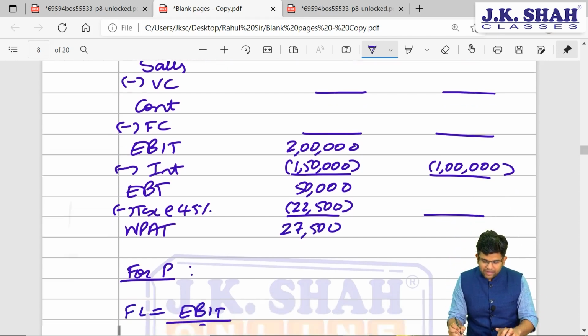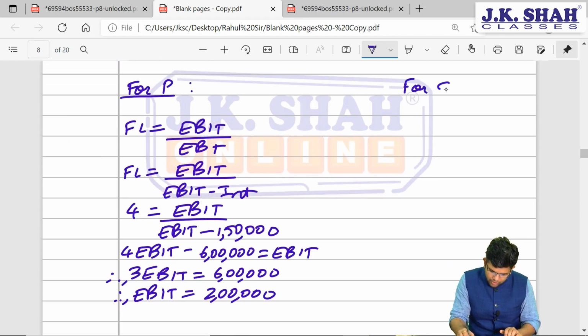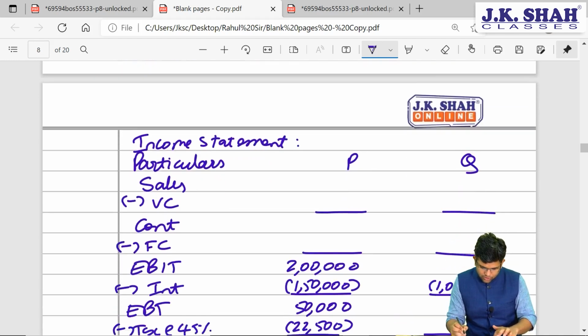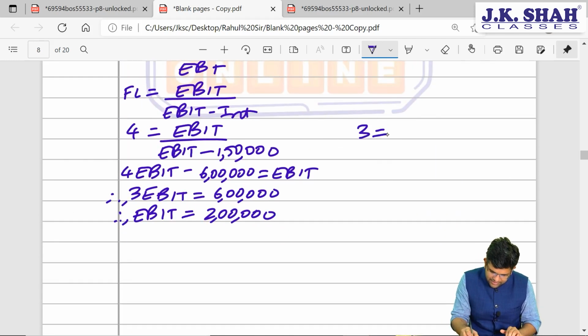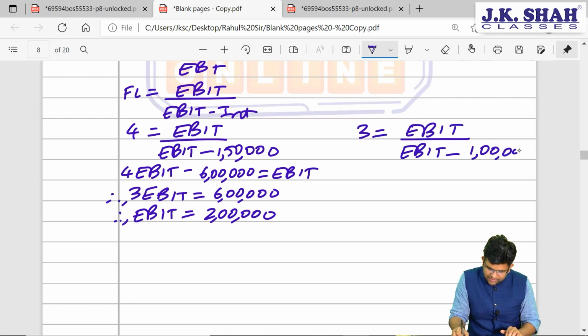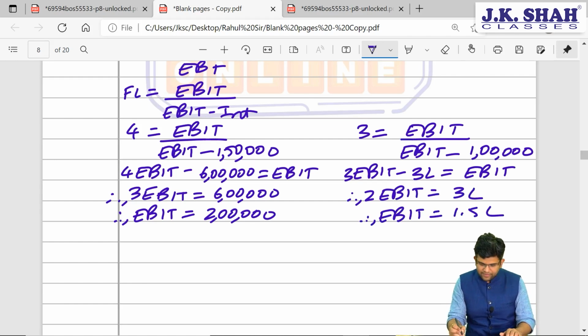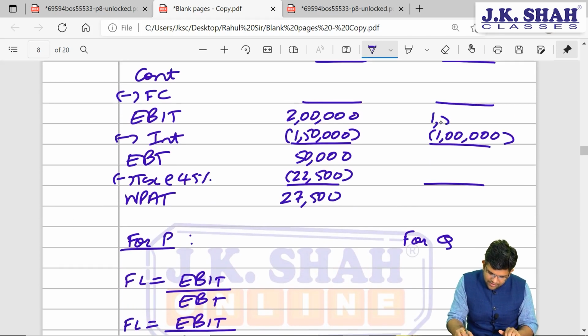Let's now replicate the calculation for Q. For Q, children, do you realize the FL for Q was 3 times? So I'll straight away start here that 3 is equal to EBIT upon EBIT minus 1 lakh, correct? So 3 EBIT minus 3 lakhs is equal to EBIT. Everyone, you are able to understand? So therefore 2 EBIT is equal to 3 lakhs, and therefore EBIT comes to 1.5 lakhs. Everyone clear? And I'll place it here, 1.5 lakhs.